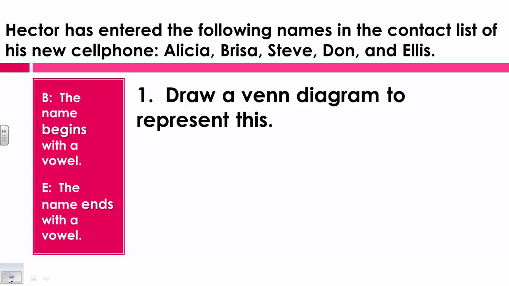Hector has entered the following names in the contact list of his new cell phone: Alicia, Brissa, Steve, Don, and Ellis. Draw a Venn diagram to represent this. Over to the side it says that the B circle begins with a vowel, and the E circle will be anything that ends with a vowel. So we need to think about, is there any overlap? Are there any names that are outside of these two scenarios?